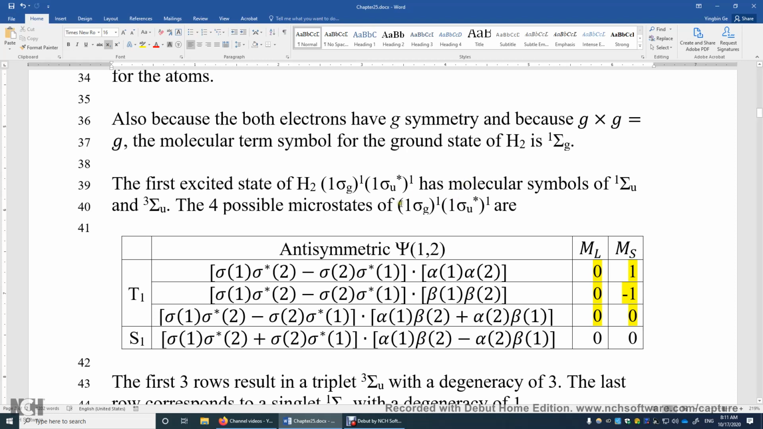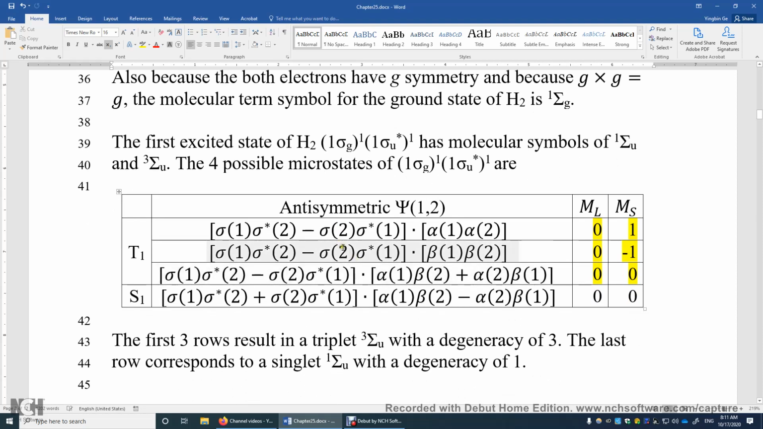So essentially you have 1σg α, 1σu* α, 1σg β, 1σu* β, 1σg α and 1σu* β, and 1σg β, 1σu* α. So 4 possible microstates. And we can write out the wave functions for these 4 different microstates. It's a little tricky because we need to ensure the total wave function of these 2 electrons is anti-symmetric. So we wrote out these 4 total wave functions.